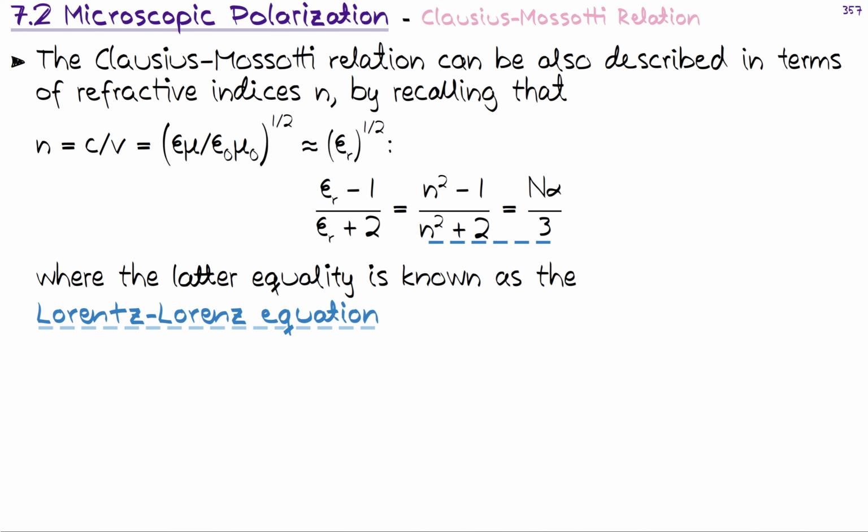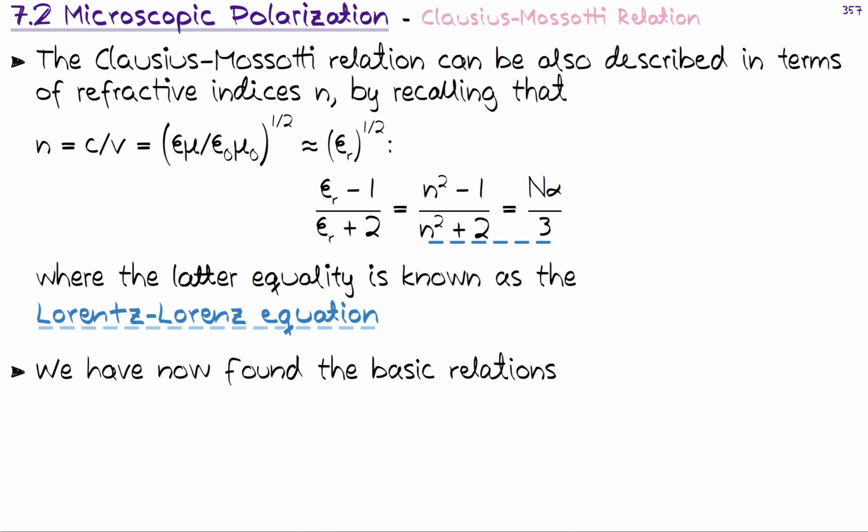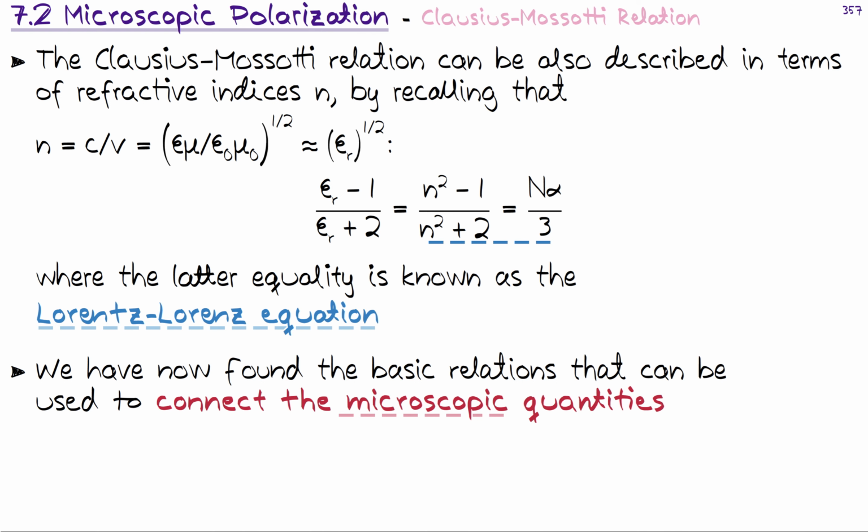And this is also many times used so that if you know the microscopic response of our piece of a solid, what is the molecular polarizability, and if you know the density of these polarizabilities, we can estimate what will be the macroscopic refractive index of our substance. And with these at hand, we have now essentially found the basic relations that we can use to connect the microscopic quantities and the subsequent macroscopic quantities.